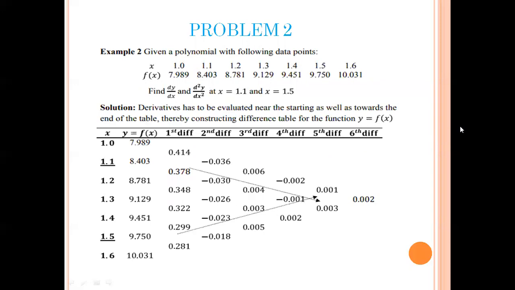First, we will find the difference table. This is the x value, this is the y value, this is the first difference, second difference, third difference, fourth difference, fifth difference, and sixth difference. Because here, in the sixth difference, we are getting only one value in that column, so we have to find till the sixth difference.